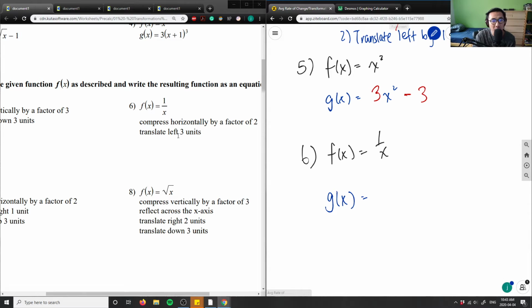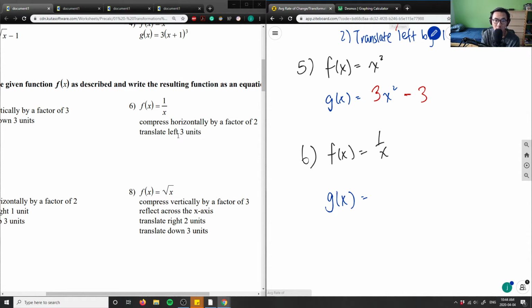So it says here compress horizontally by a factor of 2. What does that mean? If I'm stretching, compression is always a number, right? However, in this case, it's horizontal. So if it was vertical, it would exist outside the function.